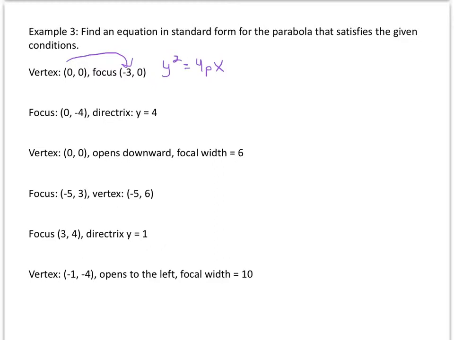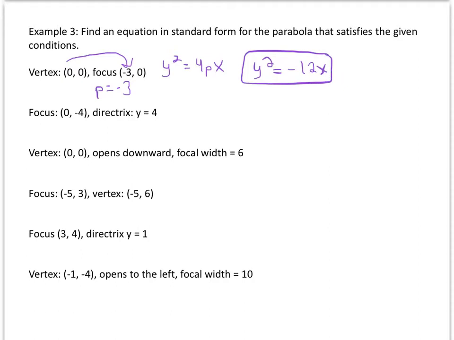So that means I have x as the term that's not squared. The p in this case is going to be negative 3, because look at what it says for focus. If my vertex is 0, 0, it's p comma 0, so that means that p has to be negative 3. So that means my actual equation is y squared equals negative 12x.